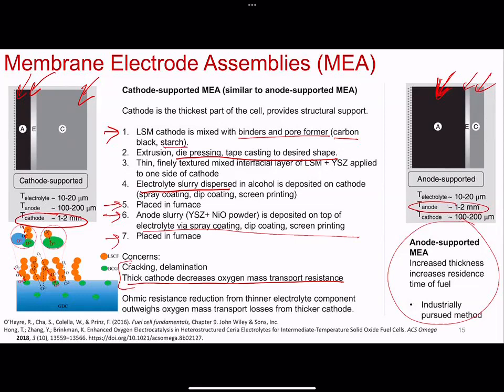So I think you might have already said this, but why didn't we want to make our anode or cathode the thickest part besides just structure? Or is there another reason? No, that's it. Yeah, just for structural stability.